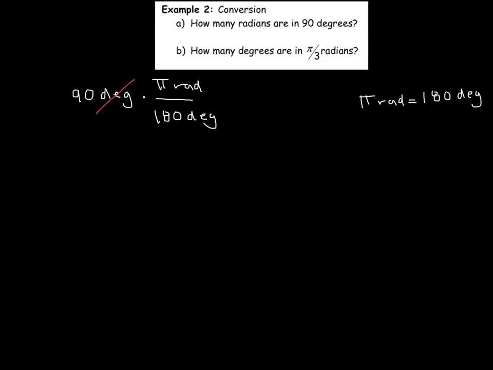And we're going to cancel off the degrees, and we end up getting an answer which is pi over 2. When you divide 90 by 180, you get 1/2, so pi over 2 radians. And that is the answer.